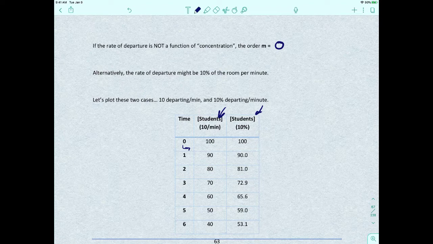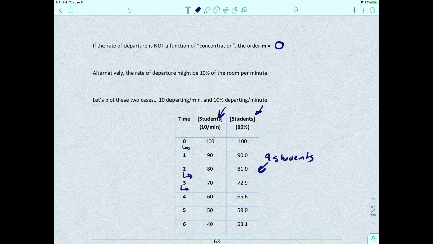So that means you're down to 90. Okay, so we're doing okay. Second minute in, if you go with a straight 10 people, you're down to 80 for the first case. Now for the second case, where it's 10%, 10% of 90 is 9 students. So that's how we get to 81. You still have 81 students in the room.